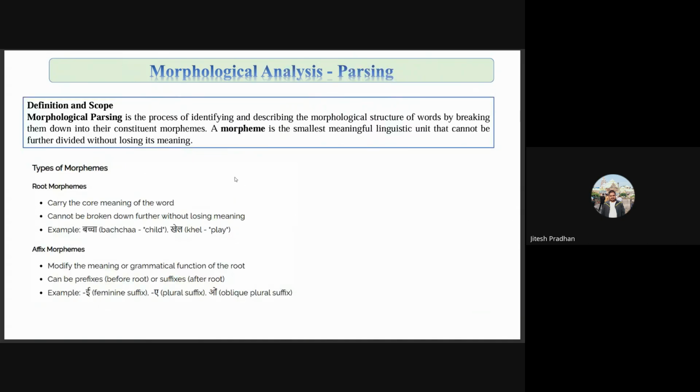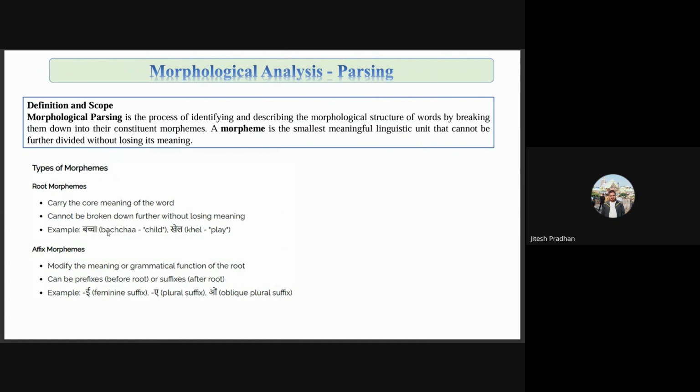Now, morphological analysis, that is parsing. Okay. Now let's see, we have two types of morphemes. We now know what a morpheme is. A morpheme is the smallest meaningful linguistic unit that cannot be further divided. Okay, so we have two types of morphemes. The first one is root morphemes, the other is affix morphemes. Root morphemes carry the core meaning of the word. Okay, it cannot be broken down further without losing the meaning.